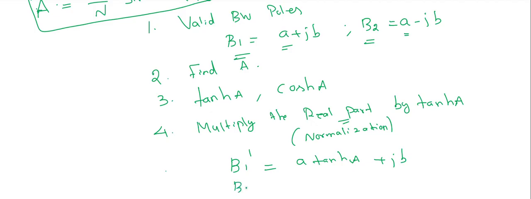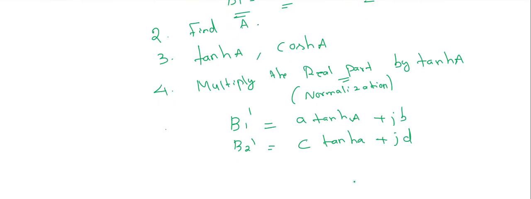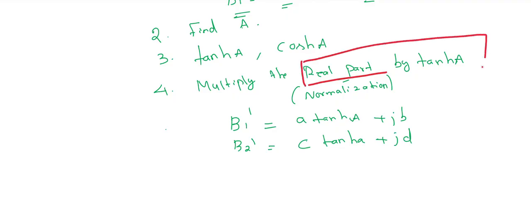The new poles are C into tanh A. We'll take C and D. Okay, C tanh A plus jD. So normalization: multiply the real part by tanh A.